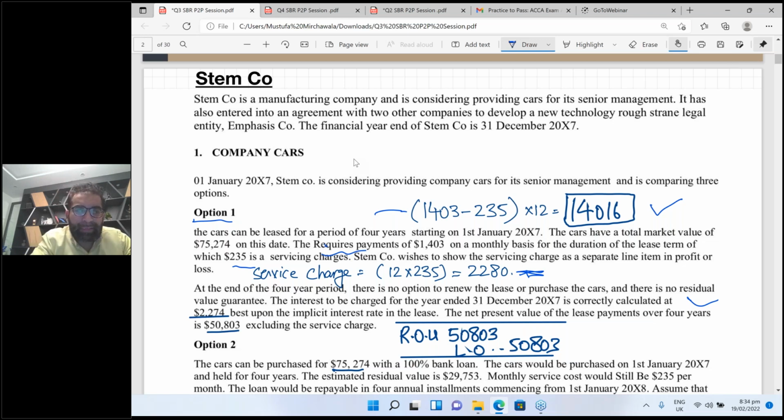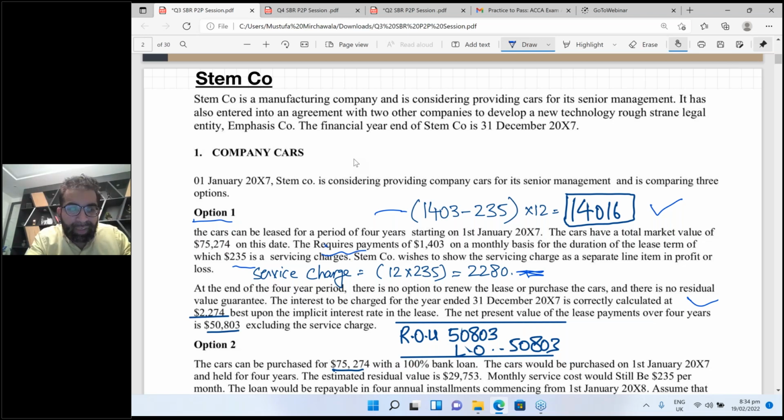Leave it. Now, the interest to be charged for the year ended 31st December X7 is correctly, see the word correctly, calculated at 2274. Interest element is also given. Okay. So I will teach you through entries. Don't worry, I'll remove the screen and I have the basic entries as well.